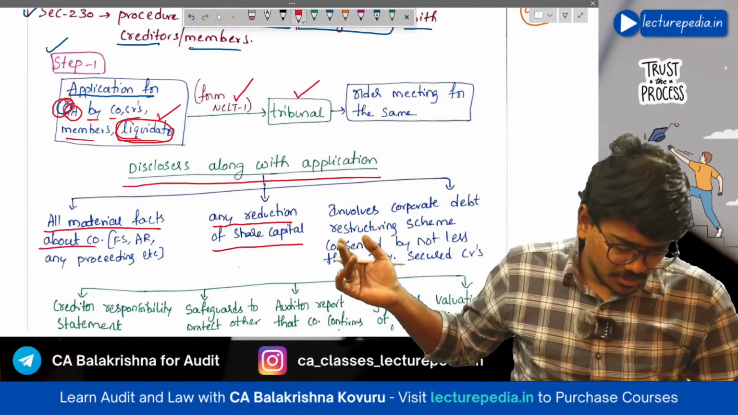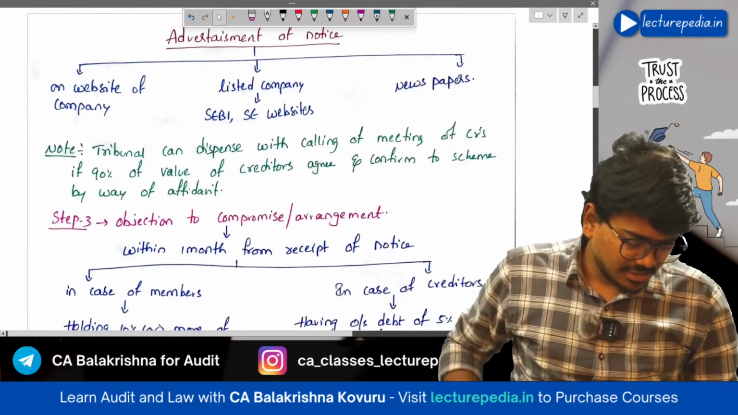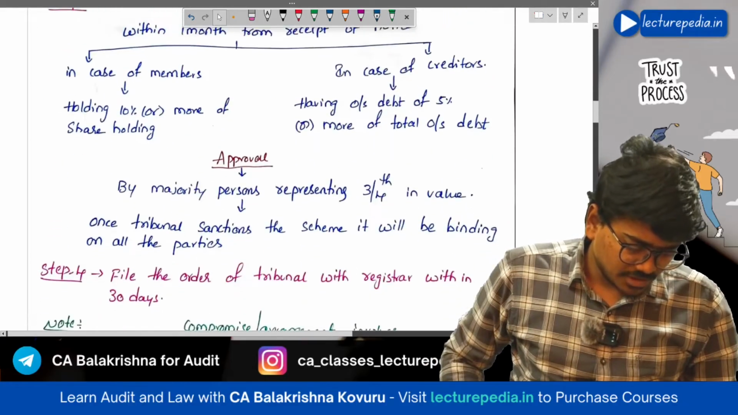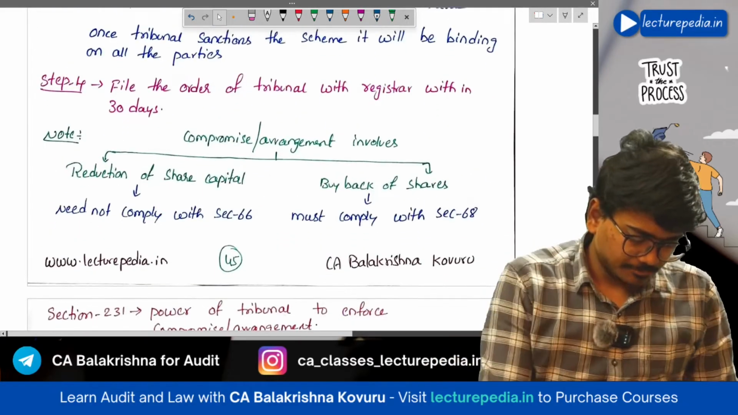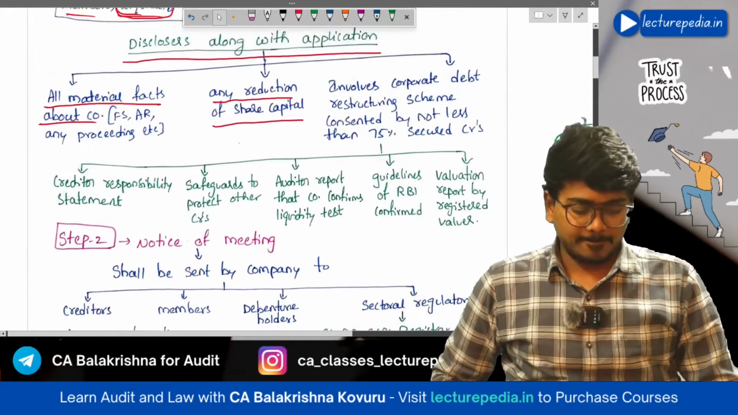Basically, I will be discussing the difference between reduction and buyback of shares here. Okay, here I will discuss what is the difference between reduction and buyback.